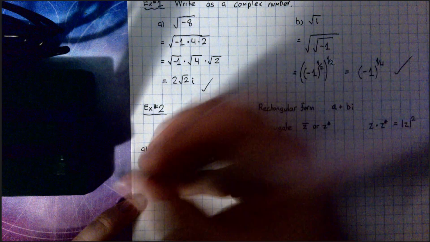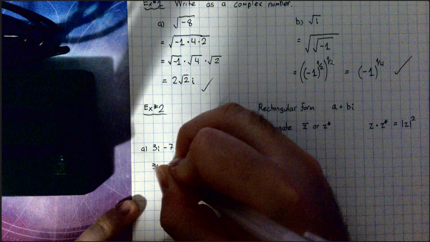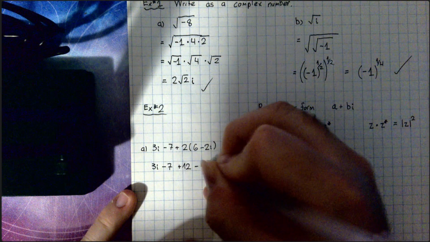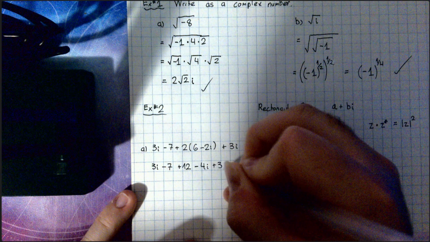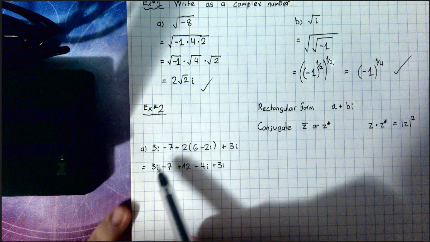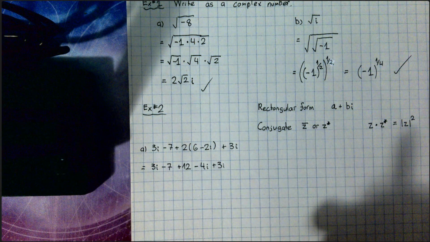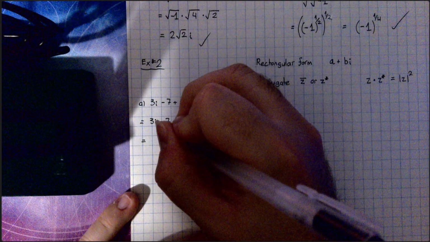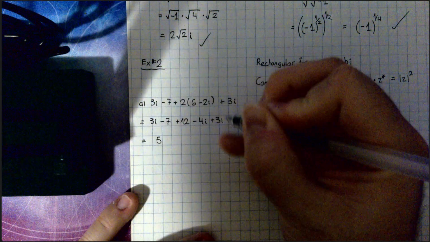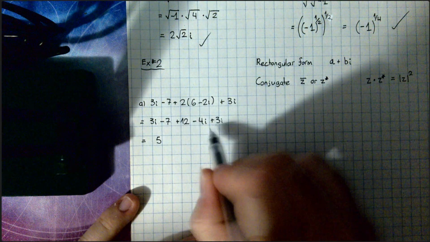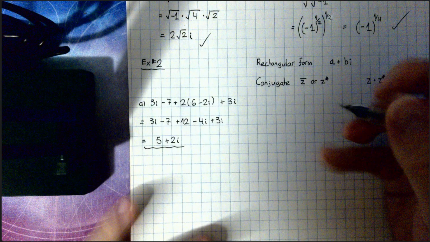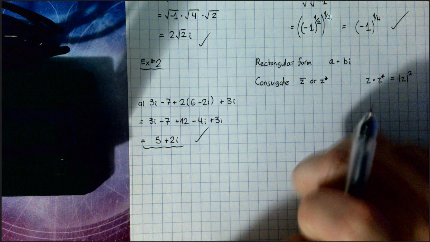I'm going to open up the bracket first, so 3i remains unchanged, negative 7 remains unchanged. Here it becomes plus 12 minus 4i plus 3i, and now all I have to do is group my 3, negative 4, and 3 together, and my negative 7 and positive 12. So I'm going to do the real part of my complex number first. So negative 7 plus 12 would give me positive 5, and then 3 plus 3 gives me 6, minus 4 gives me 2, so I have plus 2i. And like I said, this is my final answer because they are not groupable.